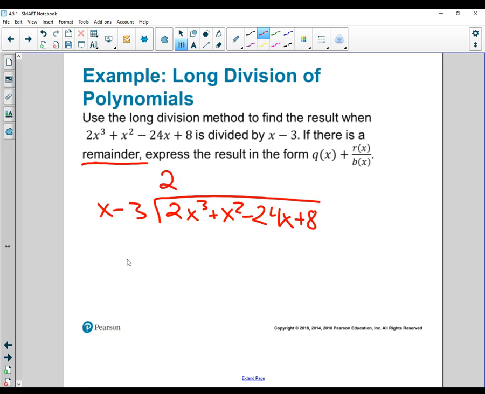Well, I'm going to need a 2x squared, right? Because 2x squared times x gets me 2x cubed. But then I also need to do 2x squared times -3, so minus 6x squared. And then I subtract that whole thing. Be careful with your subtraction. That goes away. Minus a negative is positive.